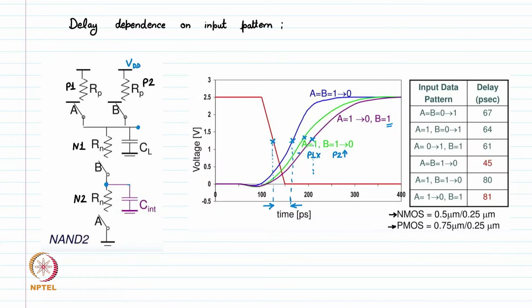So there are various different cases we have to simulate for different data patterns. In the first pattern, A and B both are changing from 0 to 1, then we have 67 picosecond delay. When A is stable at 1 and B is transitioning from 0 to 1, then we have 64 picosecond. Here A is changing from 0 to 1, B is stable at 1, then we have 61. When A and B both are going from 1 to 0, both transitioning at the same time, then we have only 45 picosecond delay, which is the best case delay we can say.